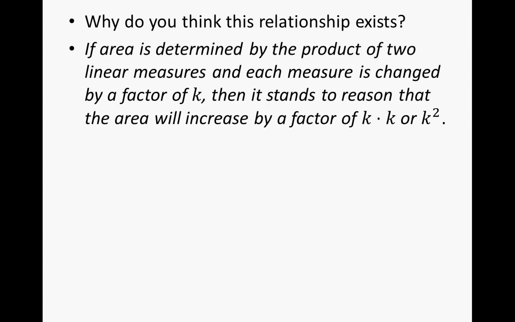Well, if area is determined by the product of two linear measures, and each measure is changed by a scale factor of k, then it stands to reason that the area will increase by a factor of k times k, or k squared. Because remember, similarity is the fact that the side lengths are governed by a scale factor.